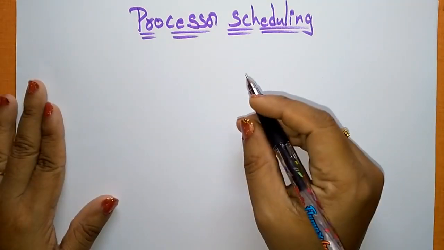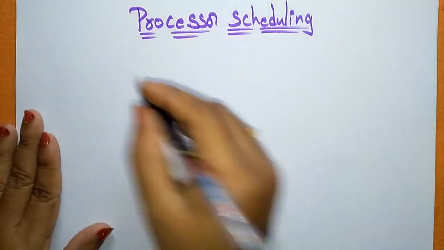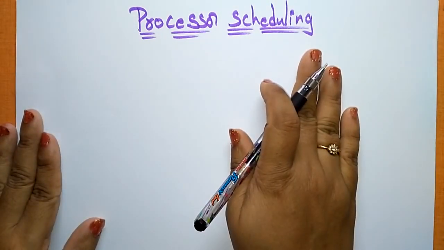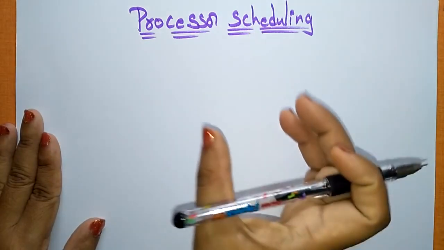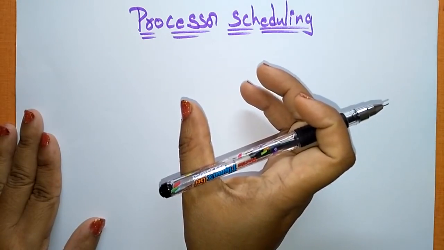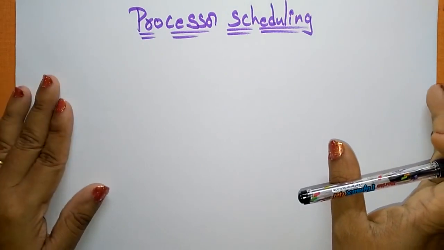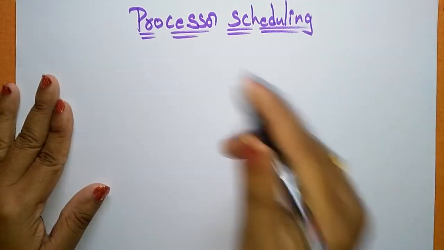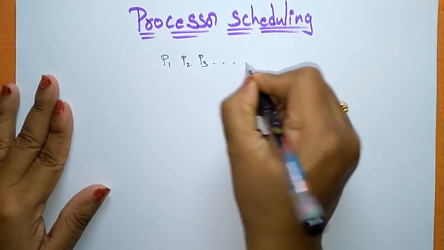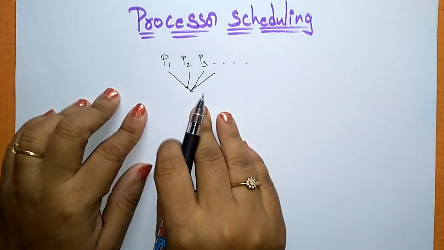Now let us see. Actually, process scheduling is the change of a process from ready to running state. Whenever the process is changing its state from ready to running, in that case the process is going to be scheduled, meaning it is going to be allowed some time. So you call it process scheduling. A CPU scheduler selects a process among the processes. Suppose so many processes are there, P1, P2, P3. Among all these processes, the CPU is going to be scheduled.